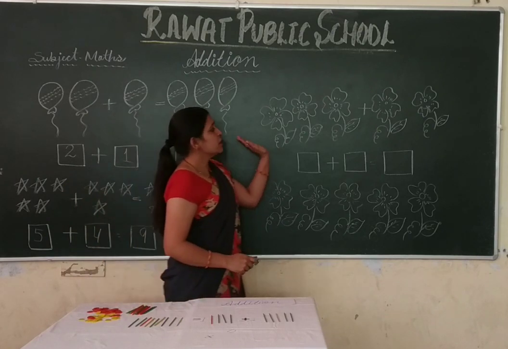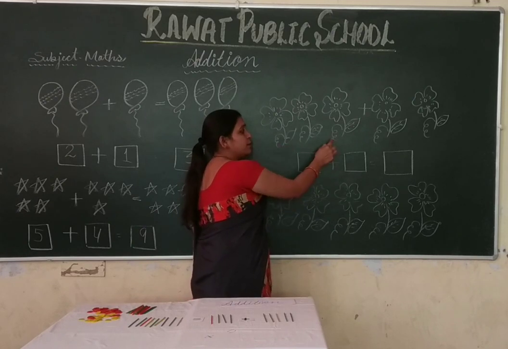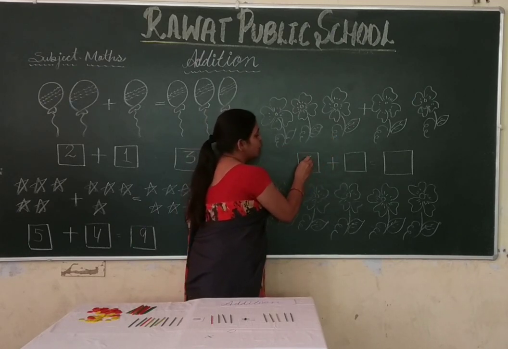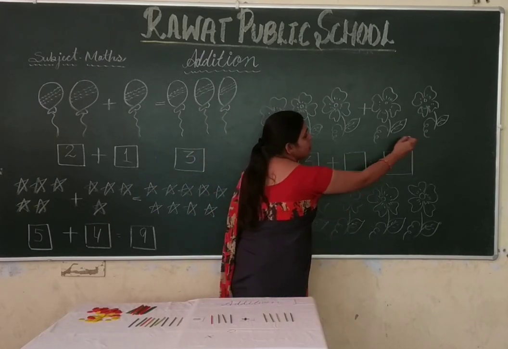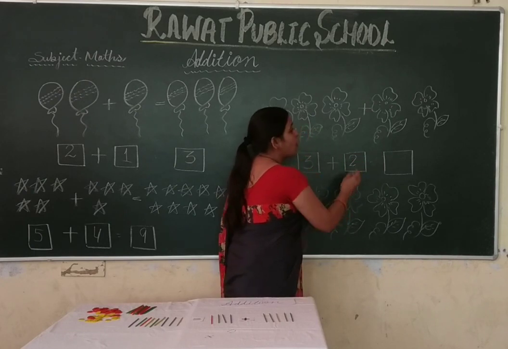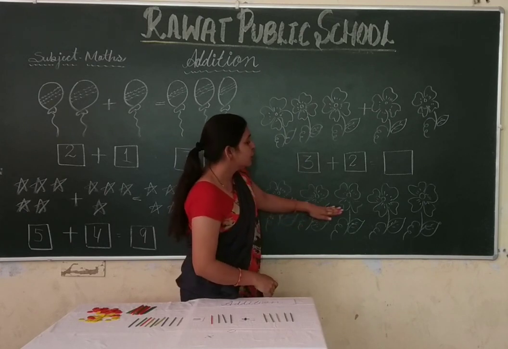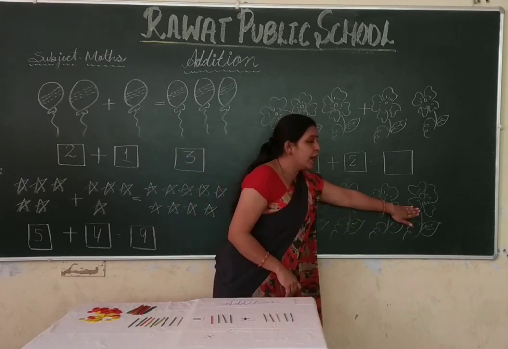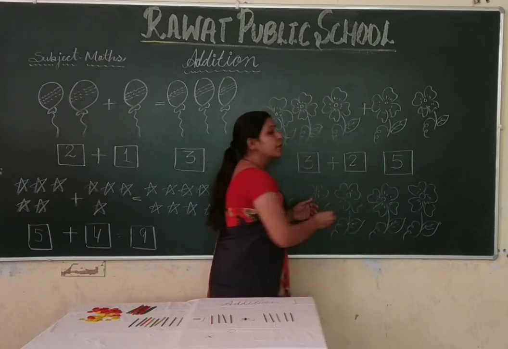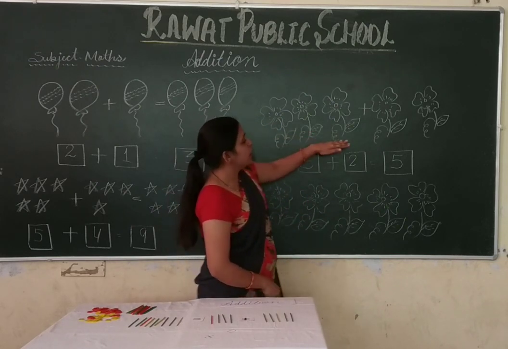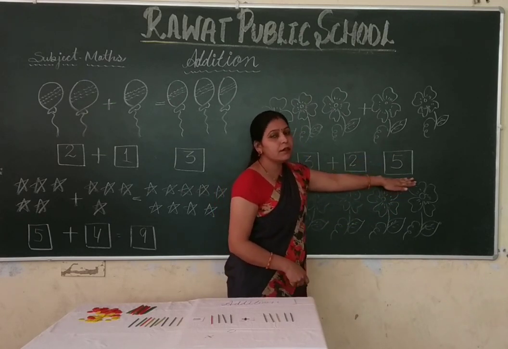Next, just count the flower picture. 1, 2, 3. 3 flowers are here, so write it here 3. Next, 2 flowers are here, just count 1, 2. So write it here 2. Now count all the flowers together. 1, 2, 3, 4, 5. So total flowers are 5. So write it here 5. Means that 3 flowers plus 2 flowers make 5 flowers. Total flowers are here 5.